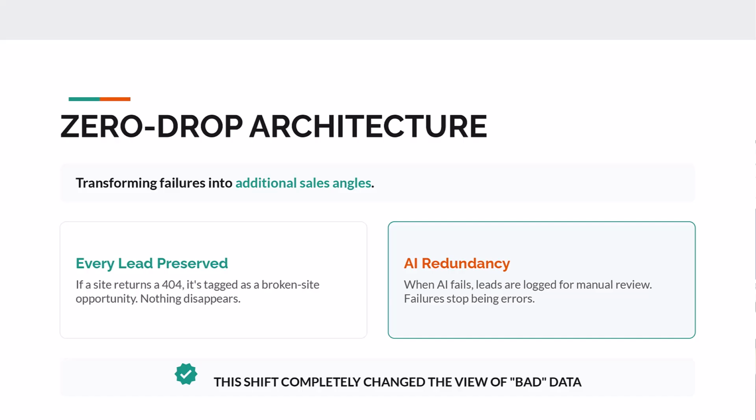If a site returns a 404, it gets tagged as a broken site opportunity. If the AI fails, it gets logged for manual review. Nothing disappears, and that completely changed how I viewed bad data. Failures stop being errors, they become additional sales angles.